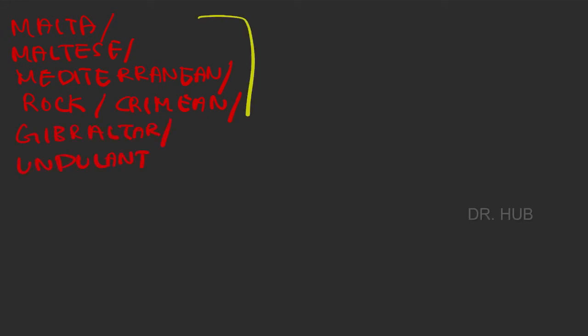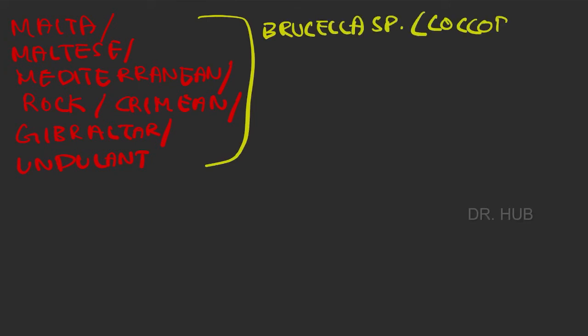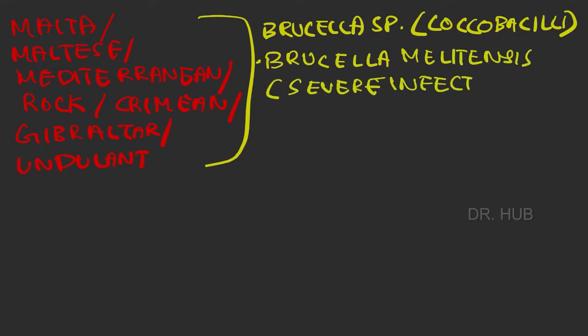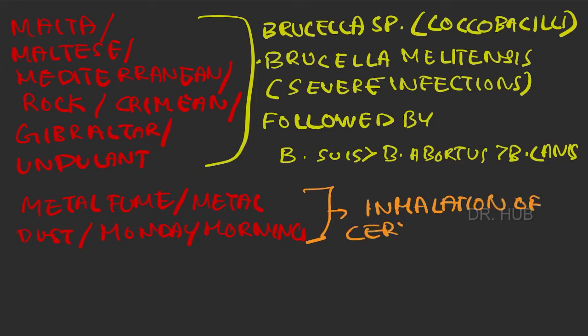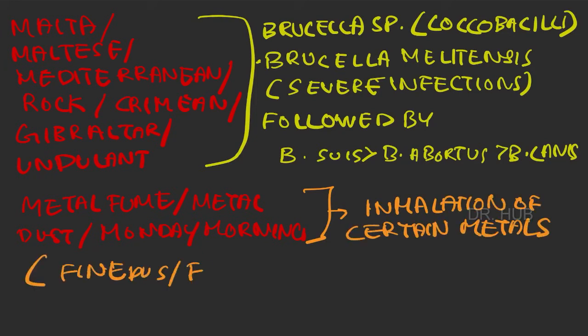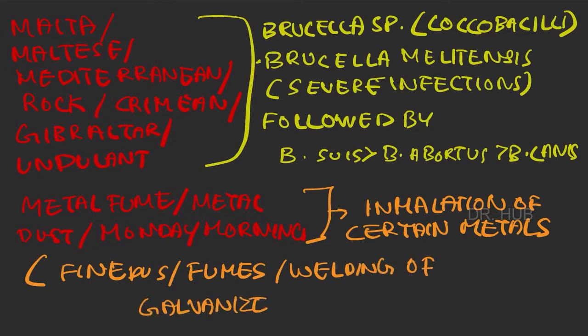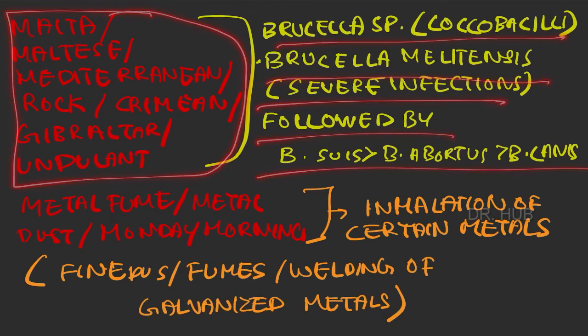Next, Malta or Maltese or Mediterranean, as well as rock or Crimean or Gibraltar or undulant fever. So this is seen in case of Brucellosis species, coccobacilli. Brucella melitensis causes severe infections, and this is followed by Brucella suis, abortus, and canis. Next, we have the metal fume or metal dust or Monday morning fever. This is seen in case of inhalation of certain metals, and this is due to the fine dust of fumes, and it is due to galvanized metals as well.